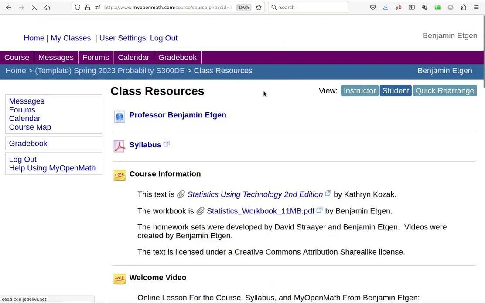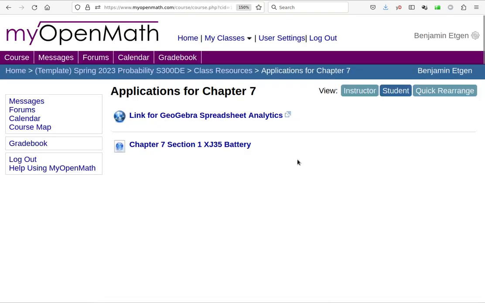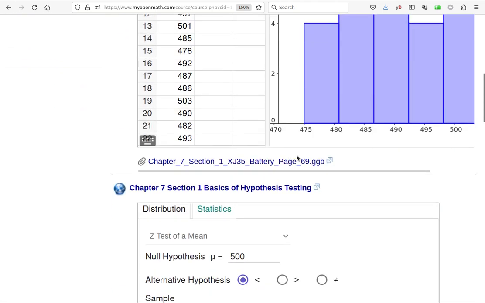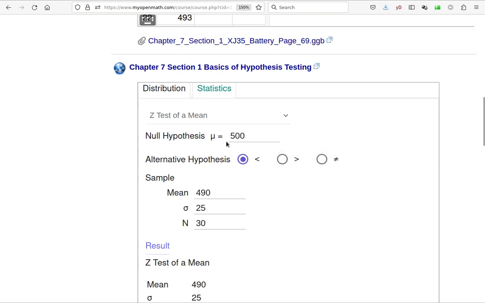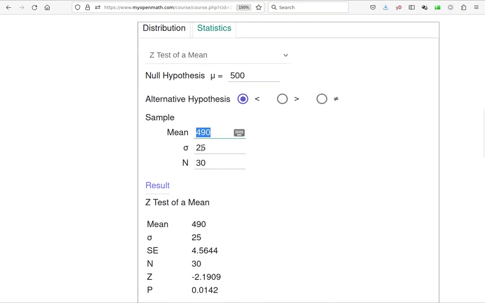So if we go back to the class resources for Chapter 7, and we look at the next application, notice here's a z-test of a mean, but not from a spreadsheet. This requires you to know what the sample's mean was. And here we're still putting in the manufacturer's claim for the standard deviation, and we're also putting in our sample size. So this allows us to compute the z-score and the p-value directly from putting in data. But of course it has the drawback that we had to calculate the mean.